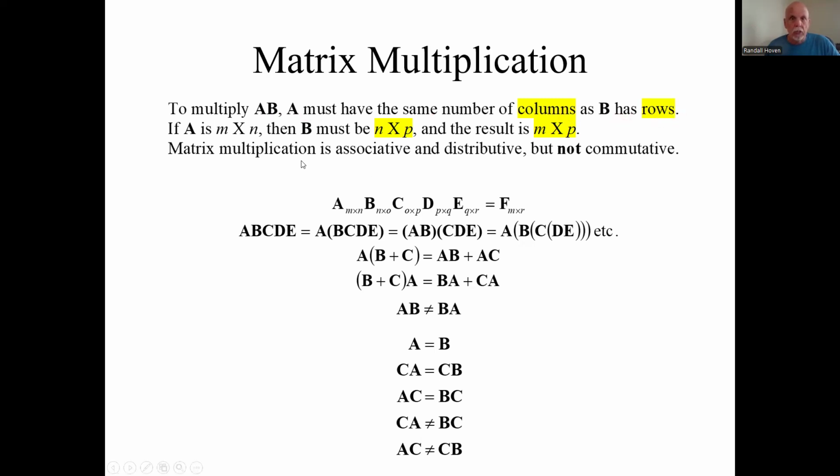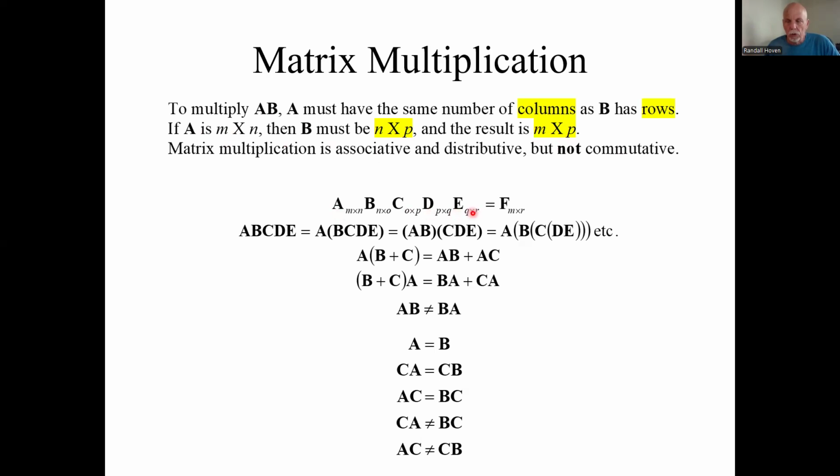Kind of an easy way to look at this. If I put the little sizes for each matrix, well, let's say A and B first. A is M by N. B must be N times something else. I'll say P. So these inner numbers have to match, and the outer numbers will be the size of the resulting matrix. So if I multiply this A and this B, the C, or the product, is going to be M by P.